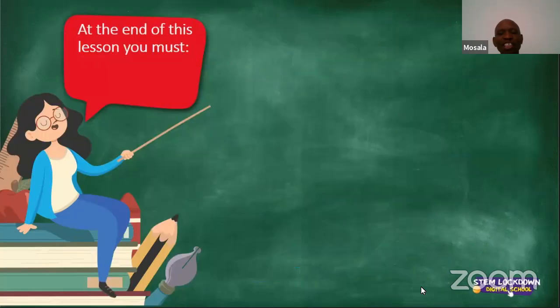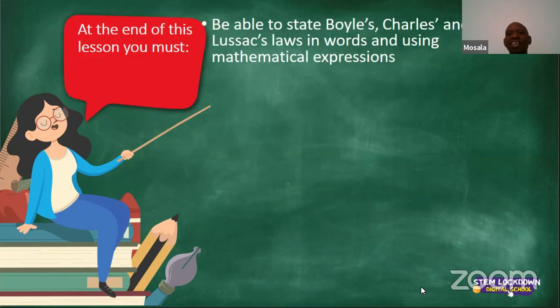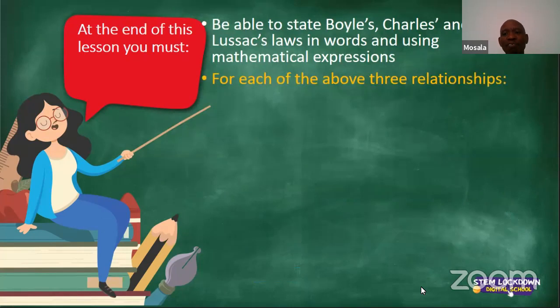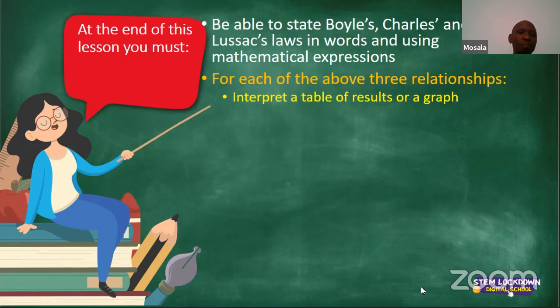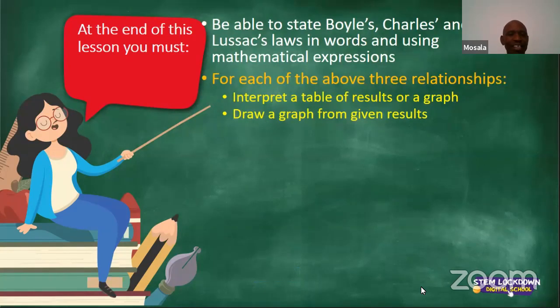So here we have three main laws. By the end of this day, you should be able to state them. That is Boyle's Law, Charles's Law, and the third law, both in words and also using mathematical expressions or symbols. For each one of these laws, you should be able to interpret a table of results or a graph. You should also be in a position to draw a graph from given results.